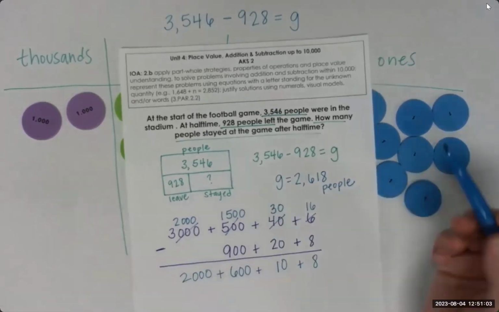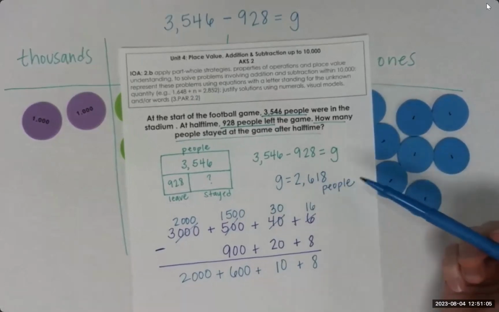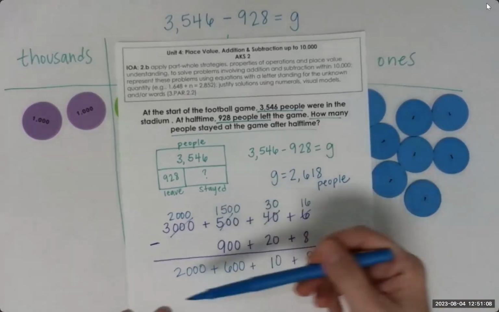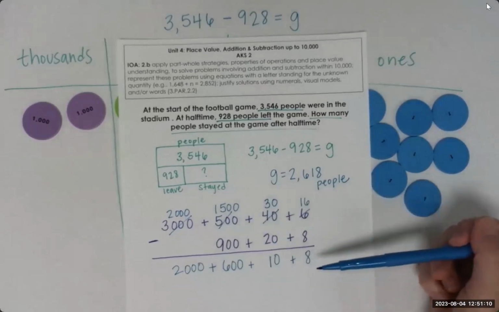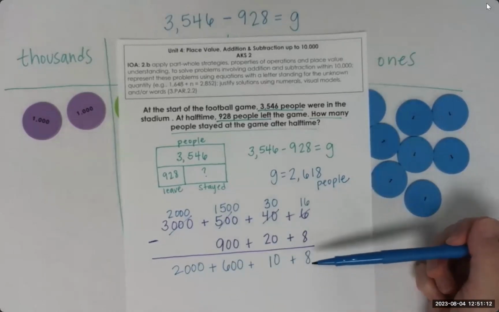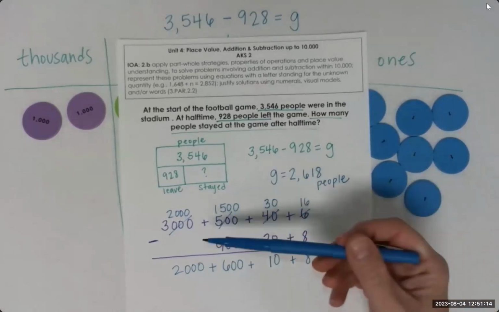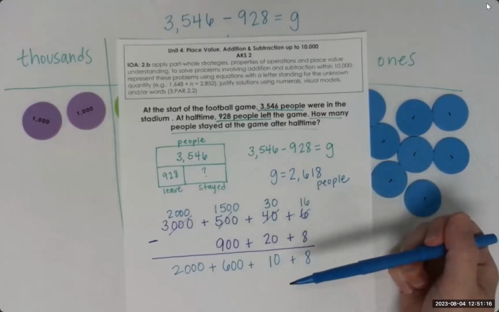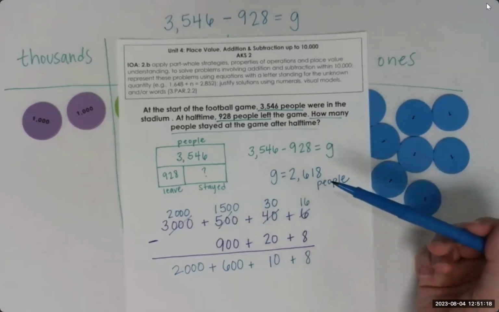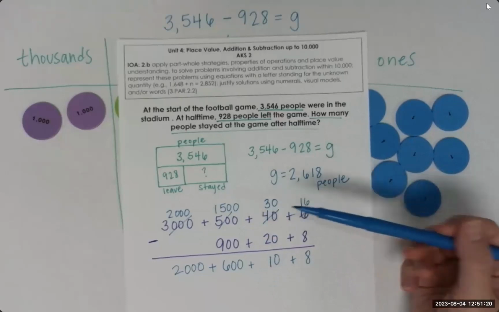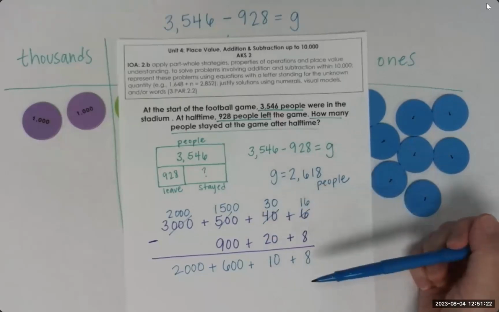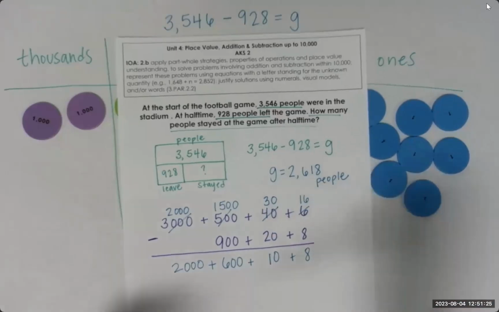So remember, when we are using concrete manipulatives, I want to continue to show the expanded form equation to help students understand why we regroup from another place value, that it's not like it completely goes away. We're just representing the number differently to help us be able to subtract in that place value.